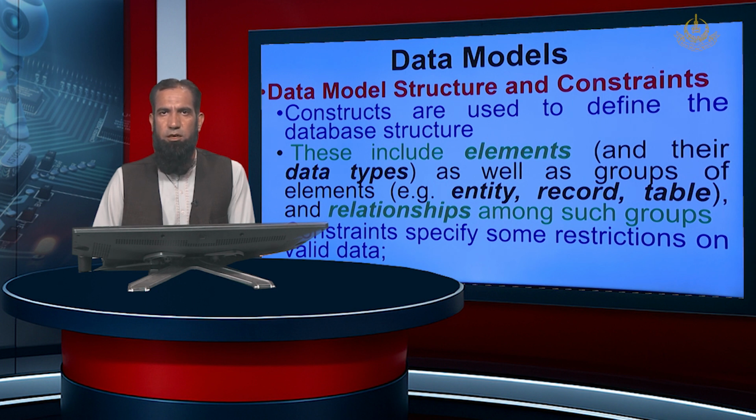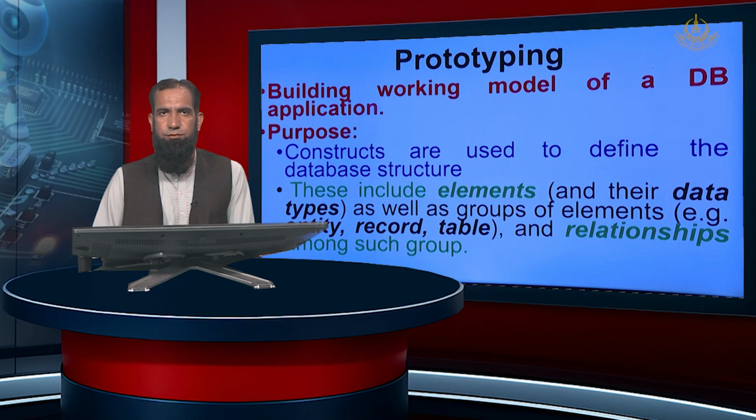In addition to structure, data models also include constraints. Constraints are basically rules that restrict the kind of data that can be stored to ensure accuracy and consistency. For example, a constraint may specify that a student's age can't be negative or can't be in textual form, or that roll numbers must be unique. These are constraints. So the data model defines the structure of the database, while constraints ensure the validity of the data stored within that structure.